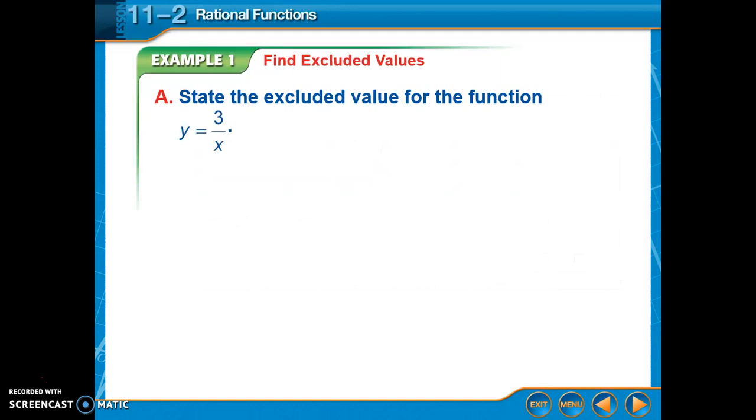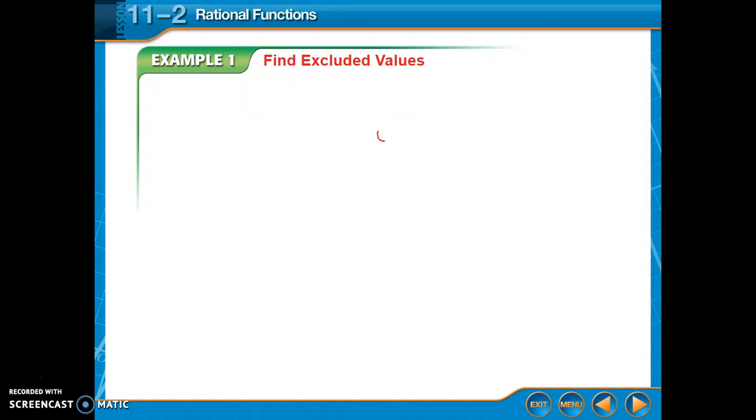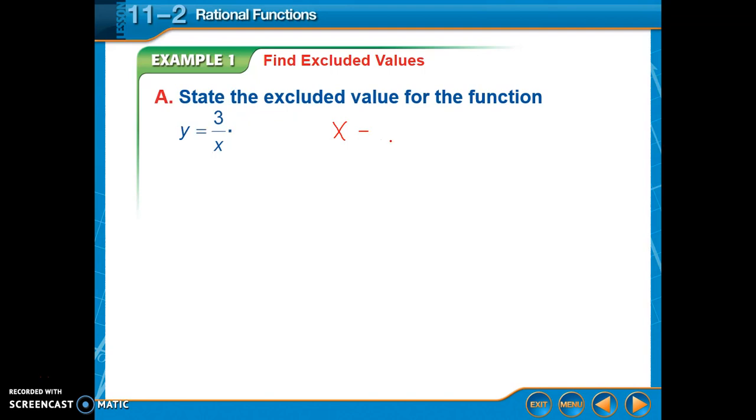So first thing we want to learn how to do is to find excluded values. So the excluded values are when the denominator is 0, because we can't divide by 0. It would be undefined. So we set our denominator equal to 0, and then we can figure out when it's going to be 0. So when x is 0, this is undefined. So my excluded value is just 0.